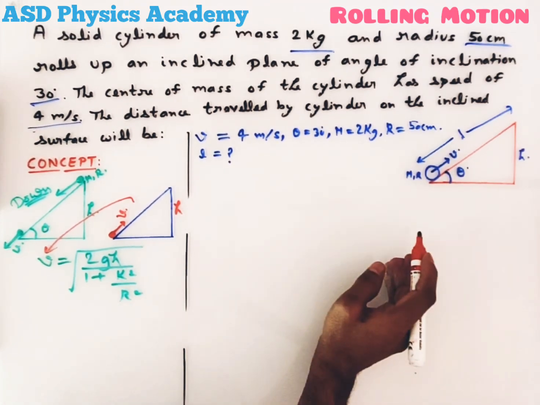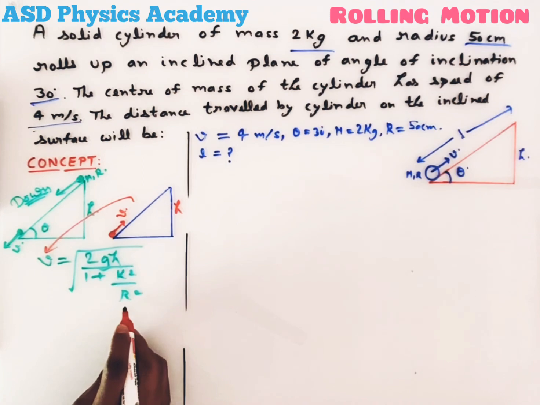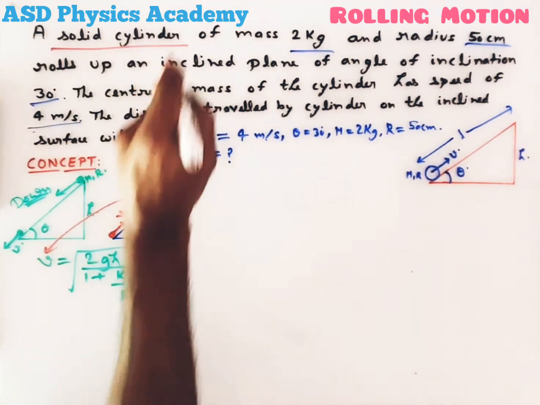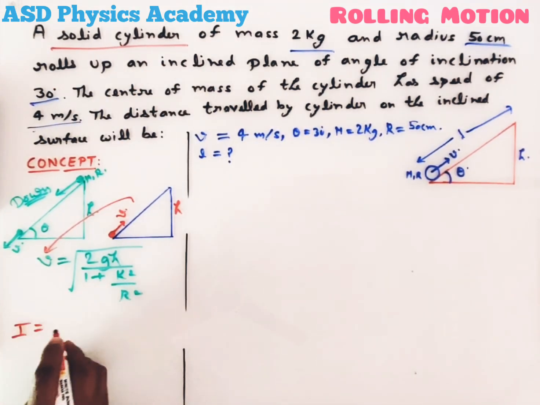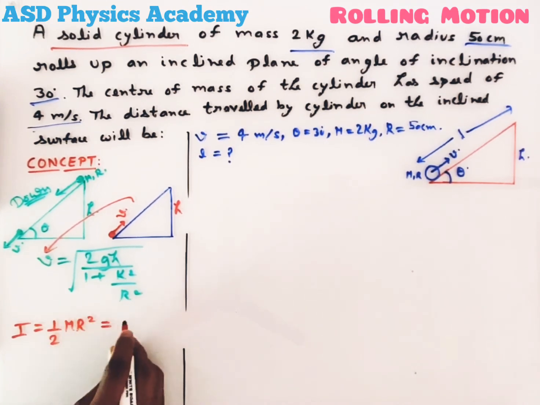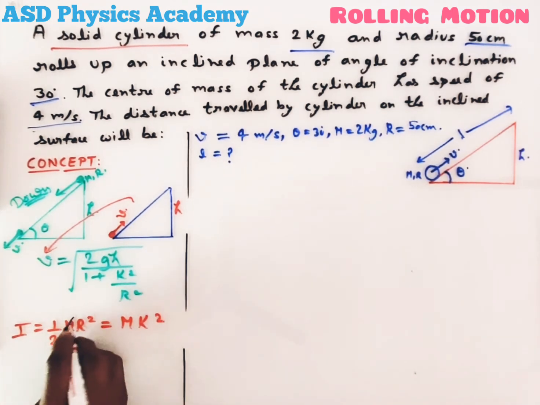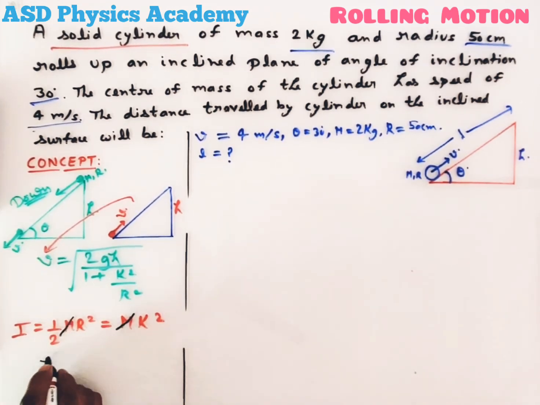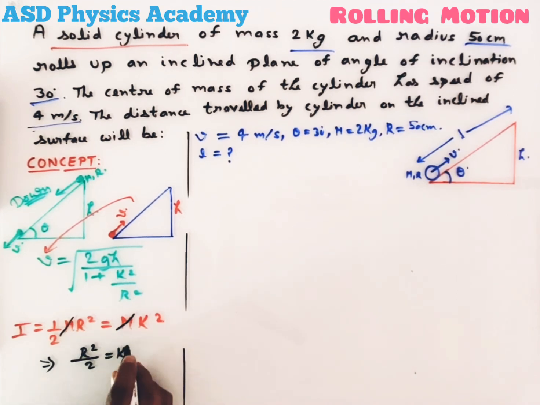Now to solve our question, first we will calculate the value of k square by r square. For solid cylinder, moment of inertia is given by 1 by 2 mr square. We will just make it equal to mk square. Then what will happen? Both the sides, this m and this m will cancel out. That means we can write here r square by 2 equal to k square. Hence k square by r square equal to 1 by 2.